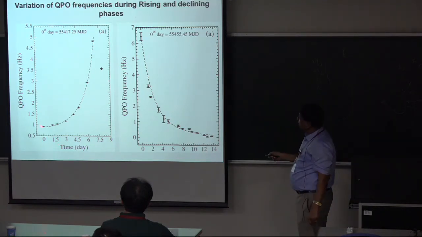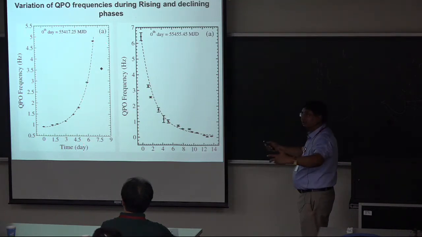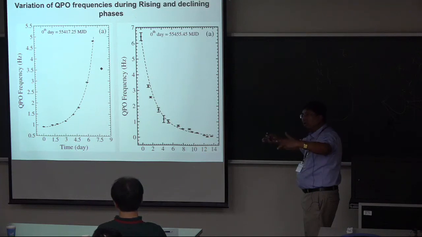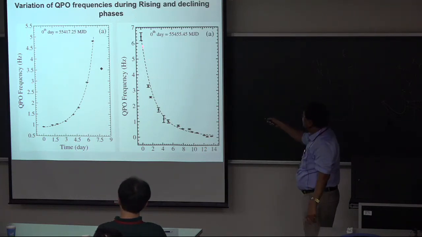But the point is, why does it increase like that? You can see within a few days, the reason is the shock is coming in, and the shock is getting smaller and smaller. And after the outburst of the X-ray, the shock again goes back, recedes. And you can see the QPO frequencies going down like that. And this is our solution, this dotted curve.